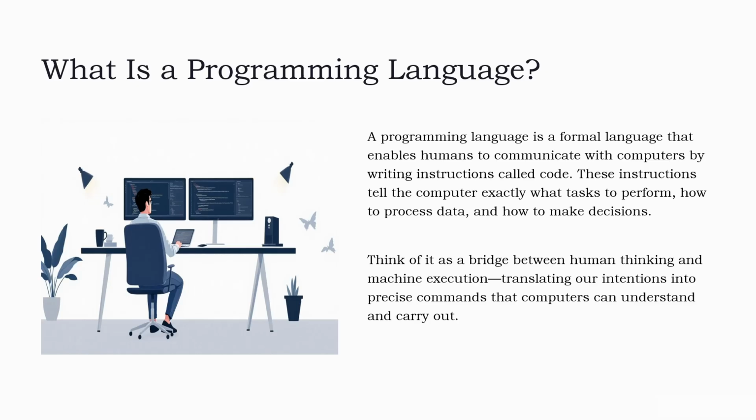Now, we will define what a programming language is. A programming language is a formal language used to write instructions that a computer can understand and execute. In simple terms, it acts as a communication medium between humans and computers. When programmers write code using programming languages, they are basically telling the computer what steps it should follow to perform a task. For example, suppose we are calculating student marks or processing bank transactions.